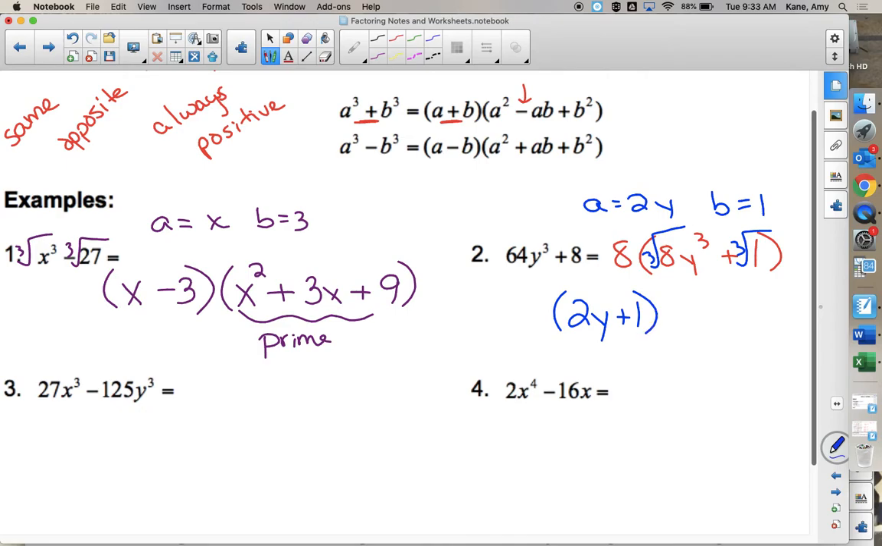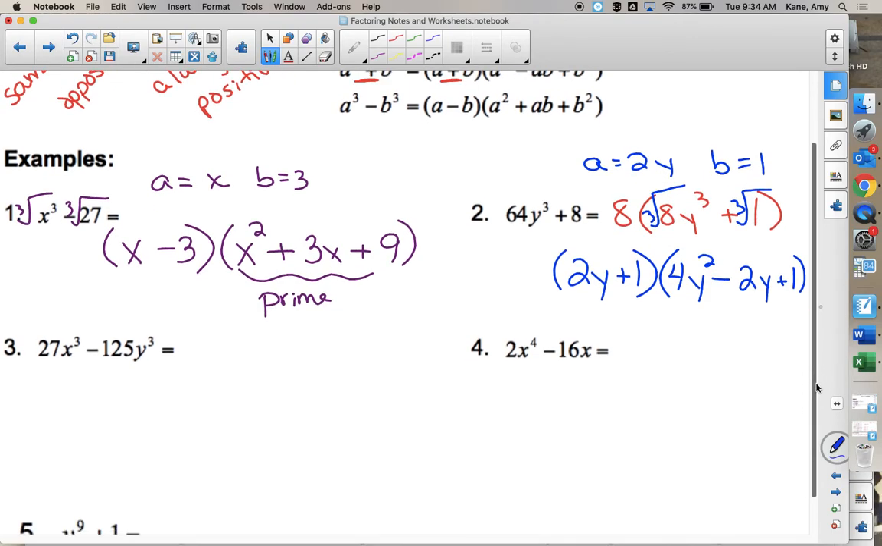So A, same sign, B. And you're so close. This is going to be a minus. So when you square A, it's A squared. You need to square both the 2 and the y. So this whole thing is squared. That's why it's 4y squared. Multiplying A times B, but it's the opposite sign. Always a plus, and then 1 squared. So looking at the pattern there, A, same sign, B. A squared, opposite, A, B, always positive, B squared. Period.